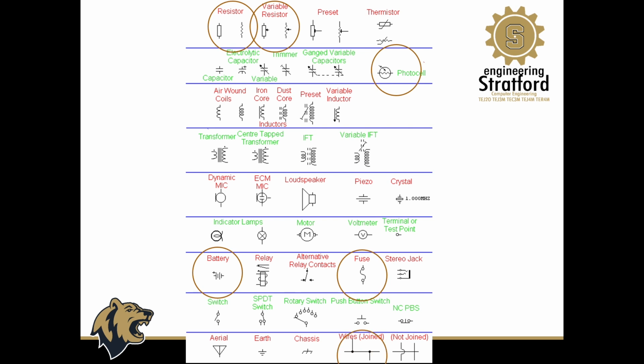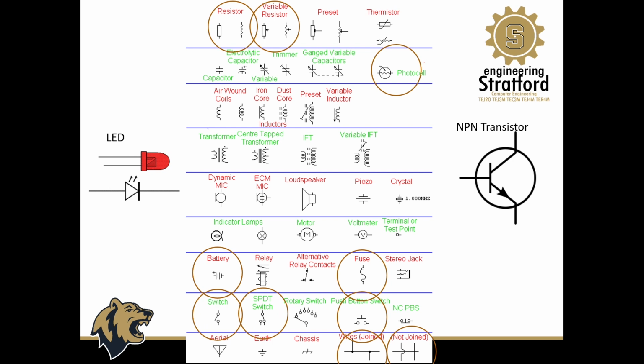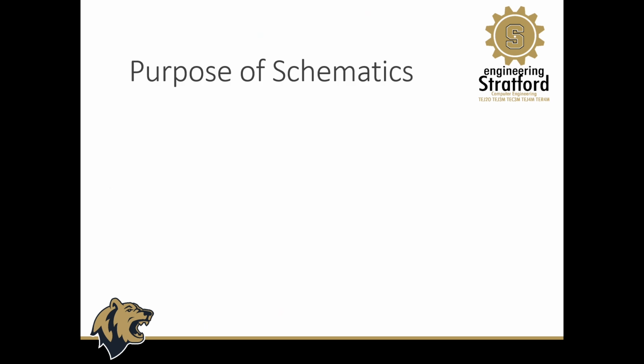We've got some wires down there, wires that are joined and wires that are not joined, and we'll talk about why we need both of those in a minute. You also have a push button switch. You've dealt with those. You've dealt with a regular switch, the type of switch that you might find in a house. You've got single pole double throw switches right there. We also have LEDs and the NPN transistor. The transistor you're going to learn about in the next lab, and it is really, really important. It's a three-legged component, with 3 legs on the schematic symbol. Okay, so those are the schematic symbols that we're going to look at.